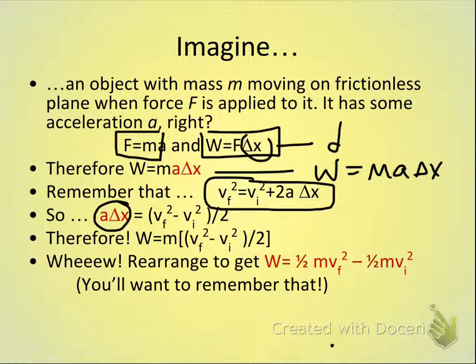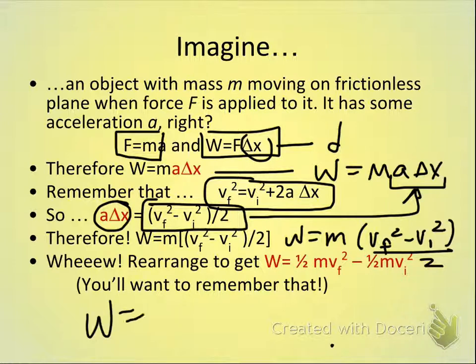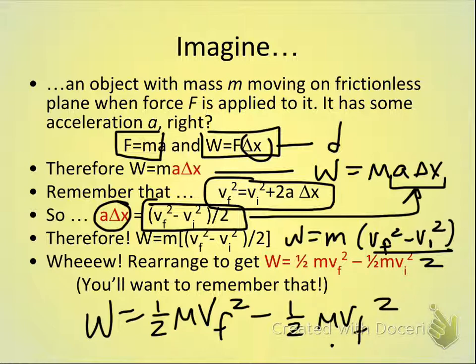So we can solve for a delta x, which, lo and behold, gives us, if we're taking this whole chunk and sticking it in here, that work is equal to mass times Vf squared minus Vi squared, divided by 2. What that gets us is that work is equal to 1/2 the mass times the final velocity squared minus 1/2 the mass times the initial velocity squared. So really, we're just proving here that work and kinetic energy are related.